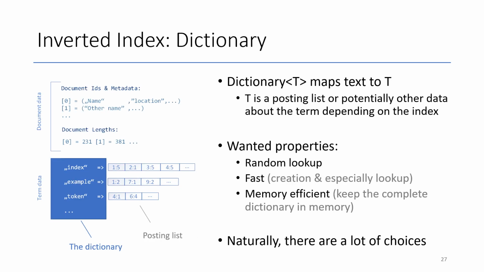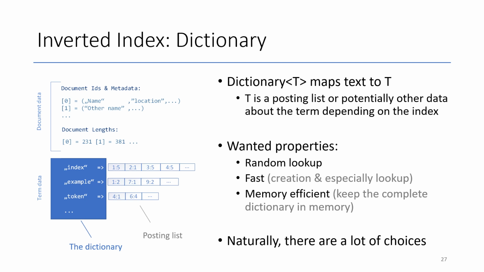A key component of the inverted index is the actual implementation of the dictionary that holds our vocabulary terms. This dictionary maps text to an object. In our case here, this object is a posting list, but of course we can also augment it with other data if that's needed for specific scoring models.